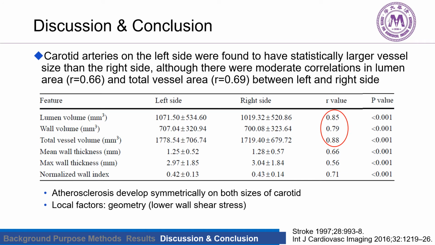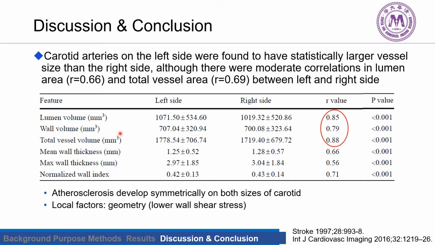Finally, the present study investigated the differences and correlations in carotid plaque morphological and compositional characteristics on both sides. We have 2 findings. First, carotid arteries on the left side were found to have statistically larger vessel size than the right side, although there were moderate correlations in lumen area and total vessel area on both sides. This finding implies that carotid plaques might be caused by a combination of systemic and local factors.